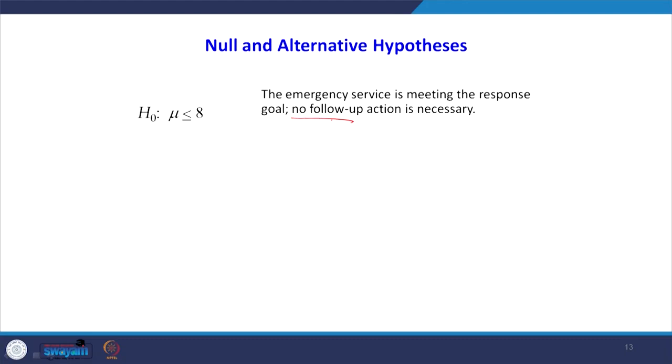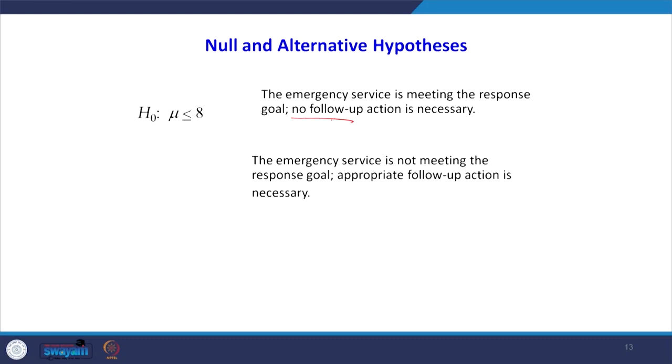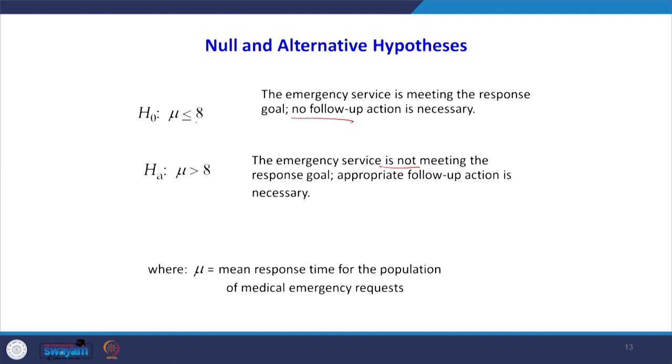So when I say mu less than or equal to 8, you see the opposite of this, what is that? The emergency service is not meeting the response goal, that is, appropriate follow up action is necessary, that is why it is called alternate hypothesis. So mu greater than 8, since here it is less than or equal to 8, the sign is complementary. Why are we writing mu less than or equal to? The status quo should go to the null hypothesis. Where mu is the mean response time for the population of medical emergency requests.